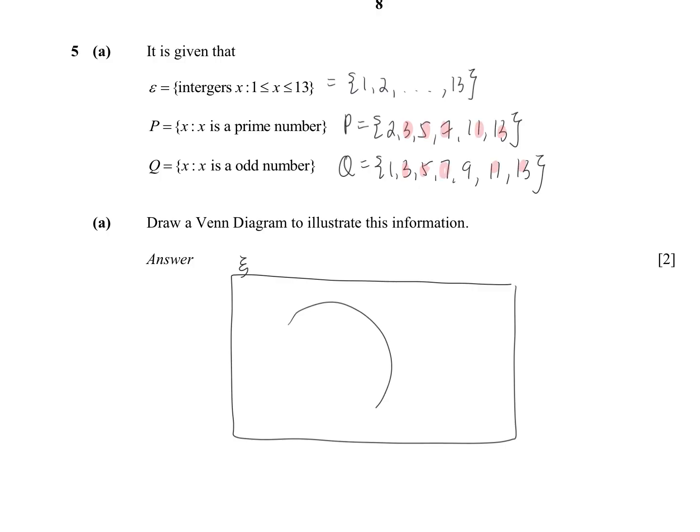So when you draw their overlap, make sure you have 3, 5, 7, 11, 13 in the overlap. And then I have a 2 here. I have a 1 and 9 here. So all the other elements that are not represented must be outside of the 2 circles. So 1, 2, 3, 4, 5, 6, 7, 8, 9, 10, 12. So outside must have 4, 6, 8, 10, 12.